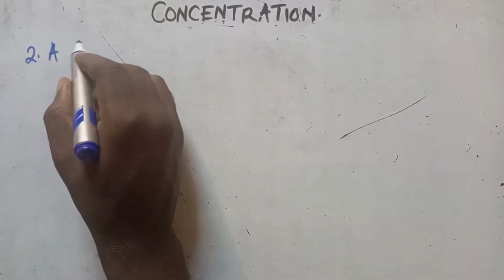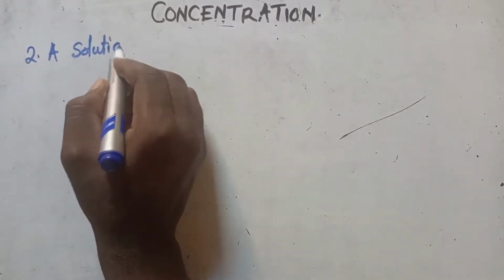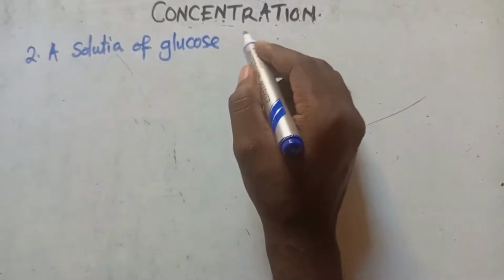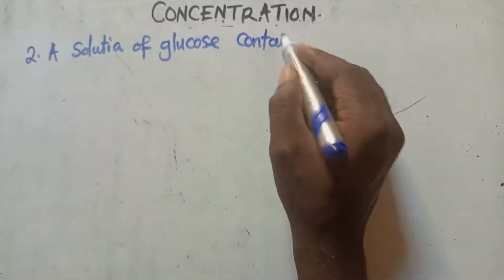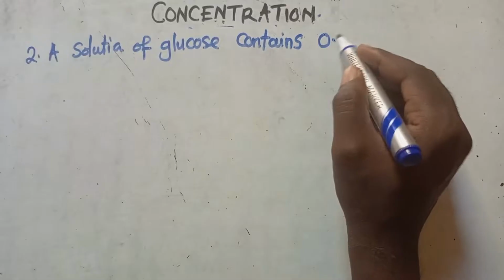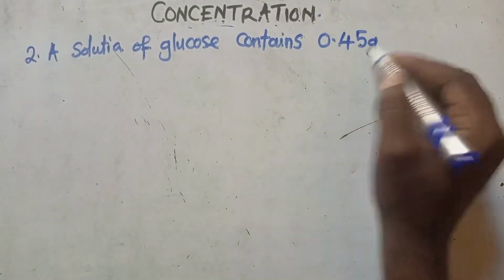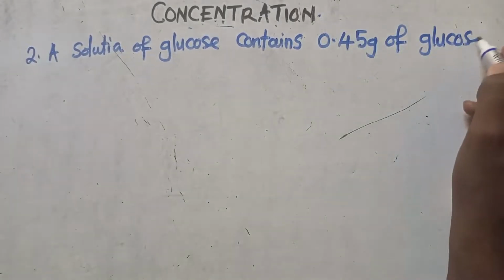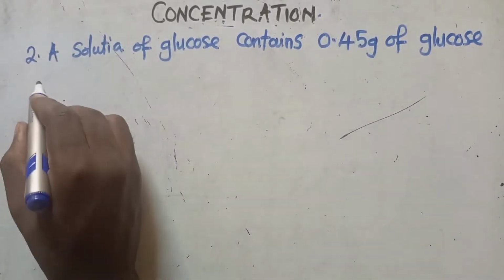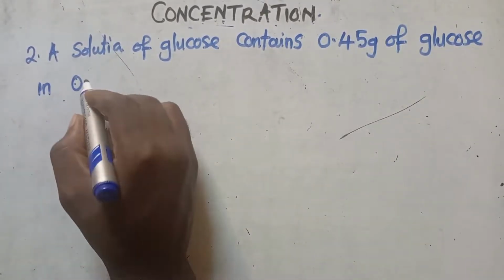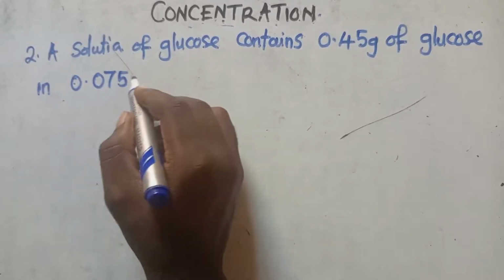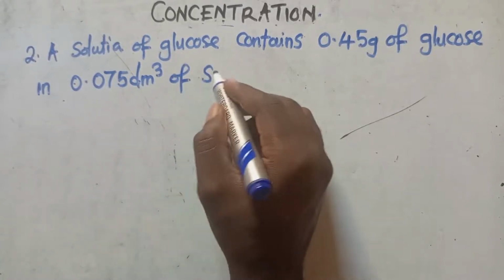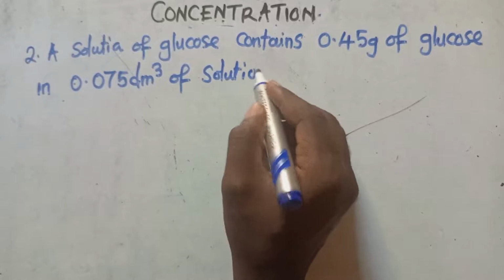A solution of glucose contains 0.45 grams of glucose in 0.075 cubic decimeters of solution. Hope you're writing down.